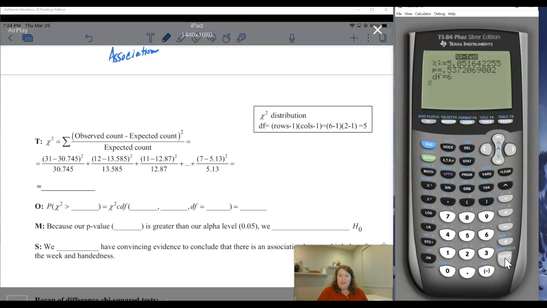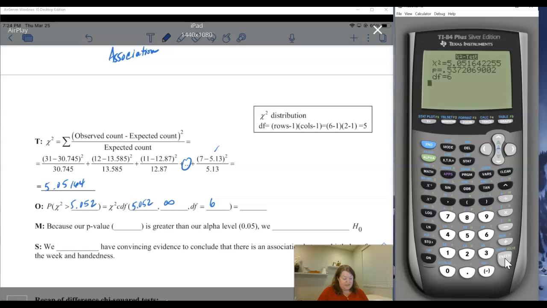Same counts as before, where we do chi-squared as observed minus expected, squared, over expected. And in our original ones, we had a 31 in the first spot and a 30.745, right? And I'm going to keep doing that until I at least set up 3 in a row, and then I'm going to show all the way to the last one on the last row. That's this one right here. And on our calculator that is 5.05164, something like that. So we're looking for 5.052. So I'd be doing chi-squared CDF from 5.052 to infinity, and a degree of freedom is 6.